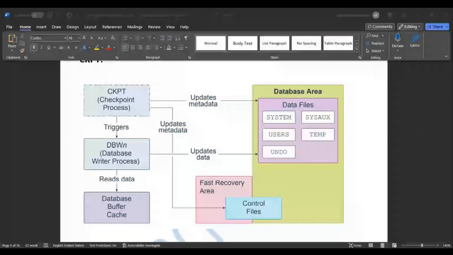So CKPT, how many types of checkpoint do we have in our database? Yeah, another question. You got checkpoint, right? And you got how the CKPT process works. So what are the checkpoints we have actually in the database? Which one, Dilruba? You said two. Okay, full and incremental. Okay. Any other one can try?